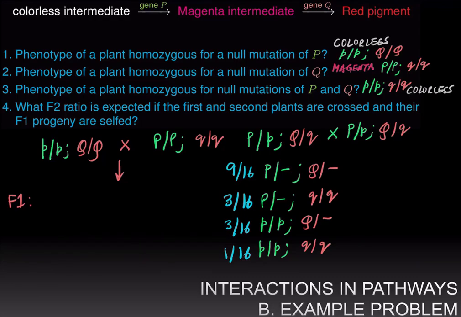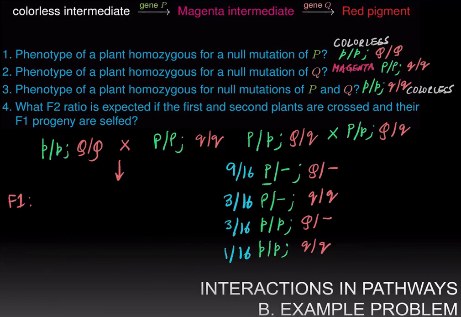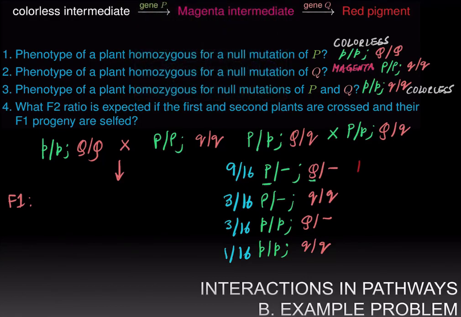So the first individual has the one enzyme making allele for both the genes. So you have a big P, which will convert the colorless intermediate into the magenta intermediate, and you also have a big Q, which will make the enzyme that will convert the magenta intermediate into the red pigment, and therefore this individual is going to be red.